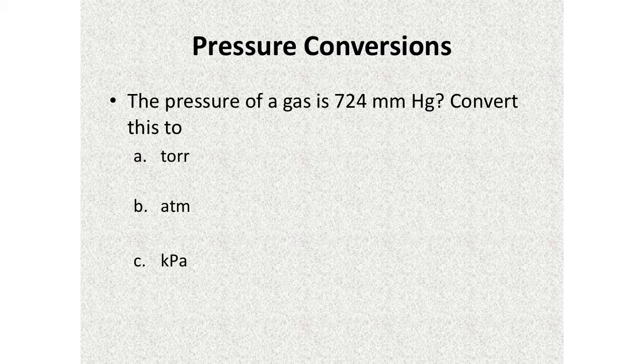All right, so we are now just going to practice a couple of conversions to make sure that we are good with that skill. So we have 724 millimeters mercury. We need to convert it to torr, atm, and kilopascals. So first one is not really a calculation because millimeters of mercury is equivalent to torr. So if I have 724 millimeters mercury, I would also have 724 torr.